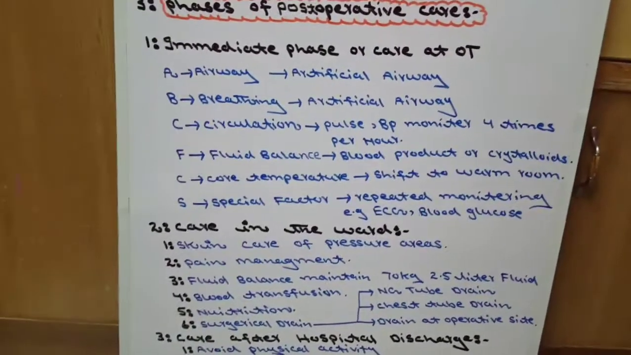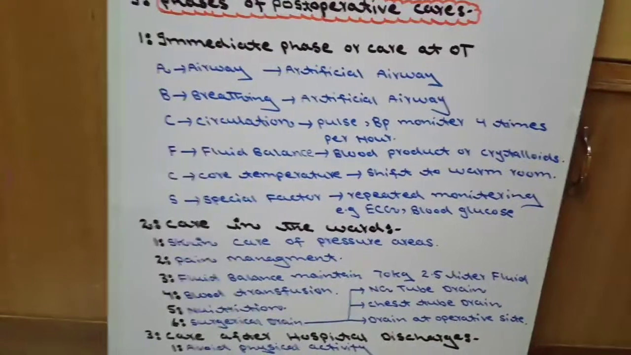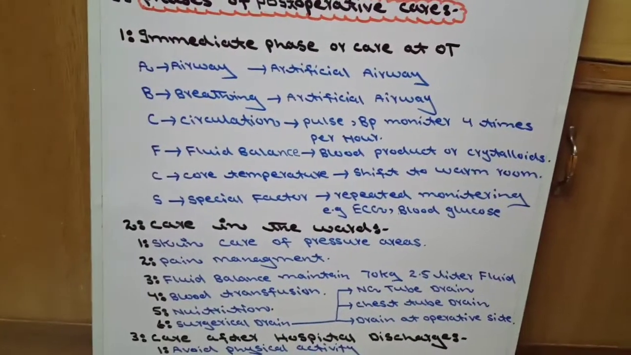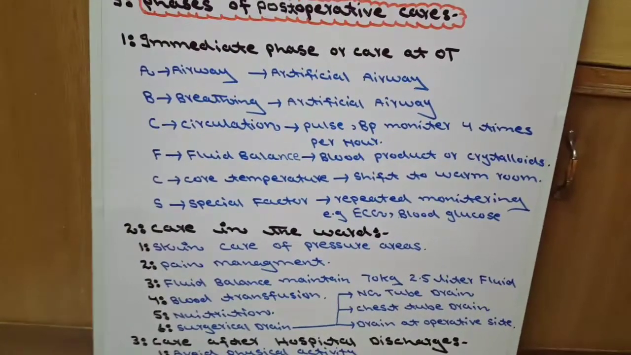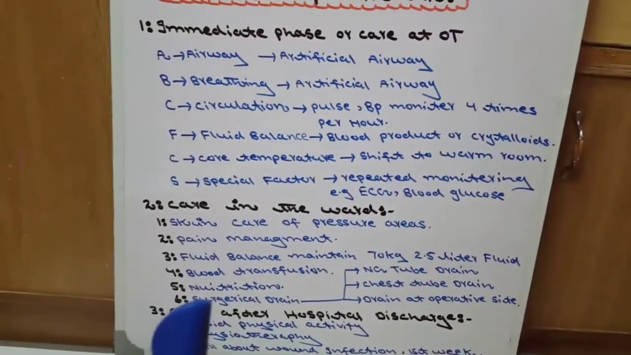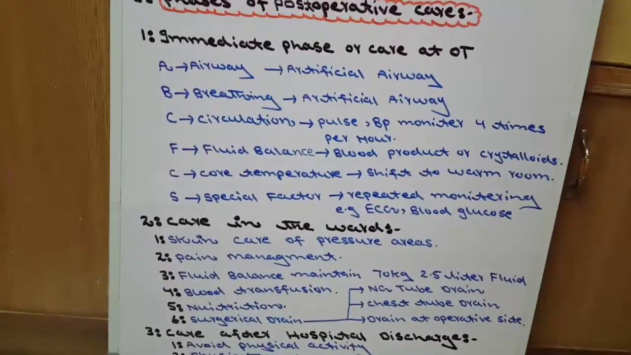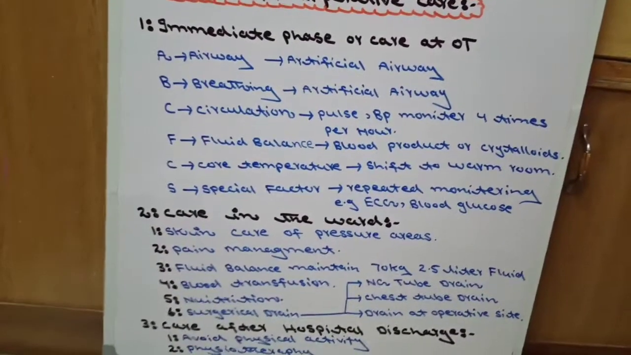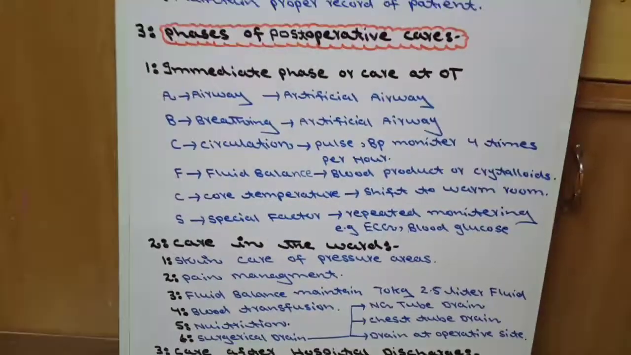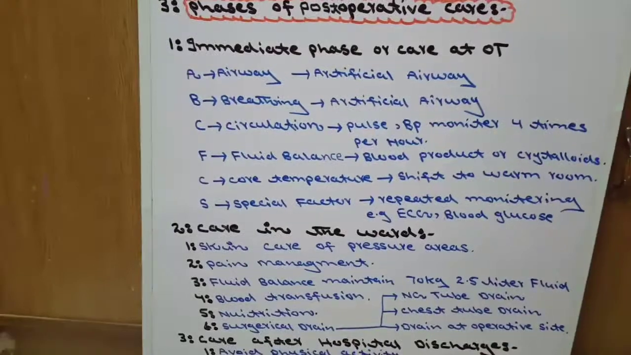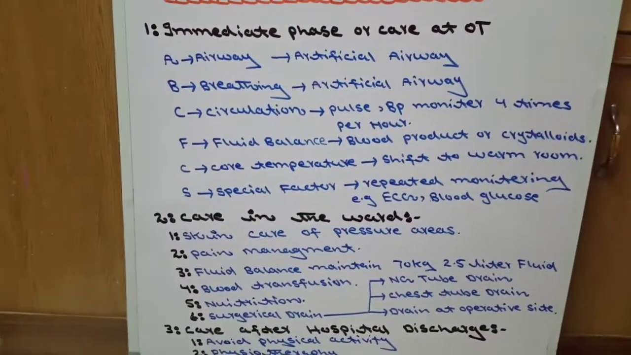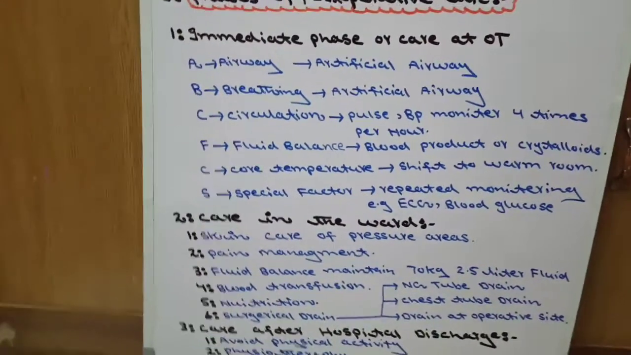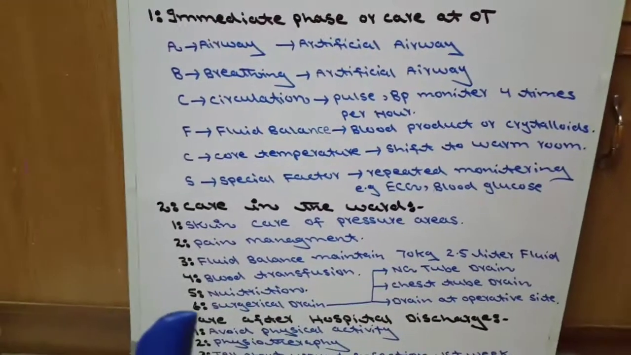If the patient requires a blood transfusion, we should do the blood transfusion in the ward. Number 5 is nutrition. We should provide nutrition to the patient in the ward in order to heal the surgical site. Nutrition is necessary for healing of the wound, for healing of the surgical site.